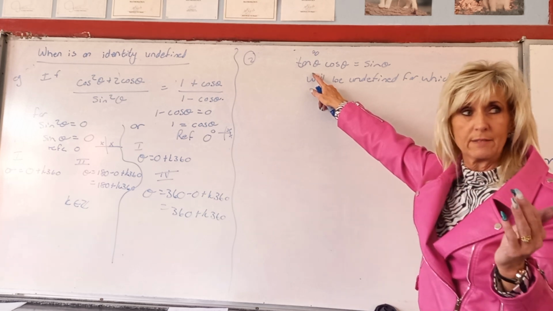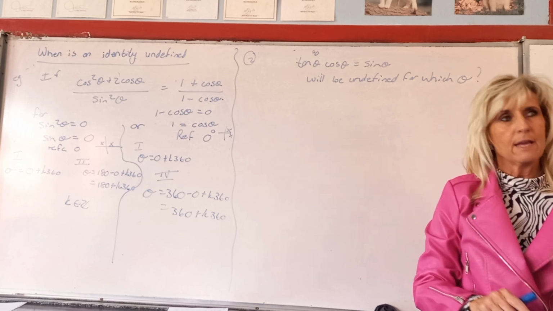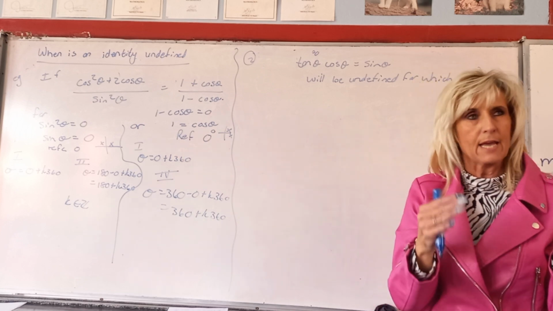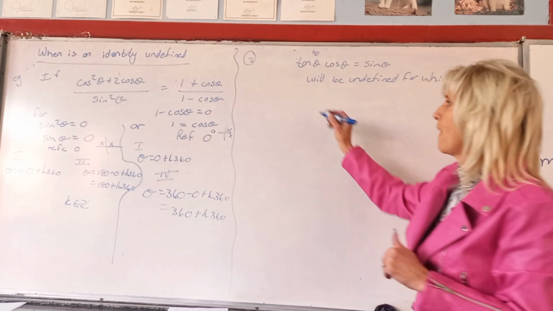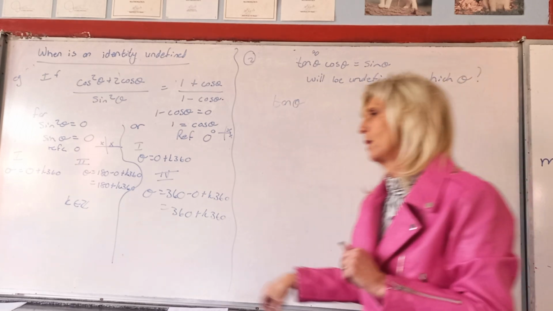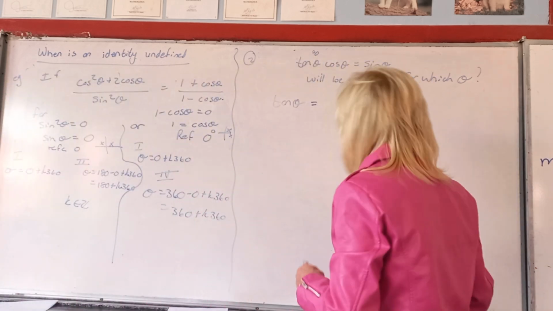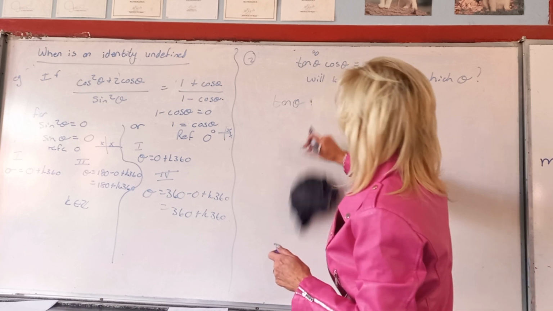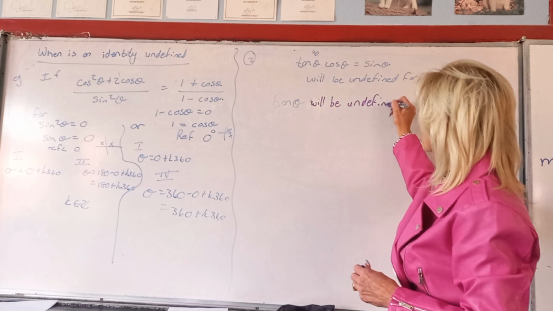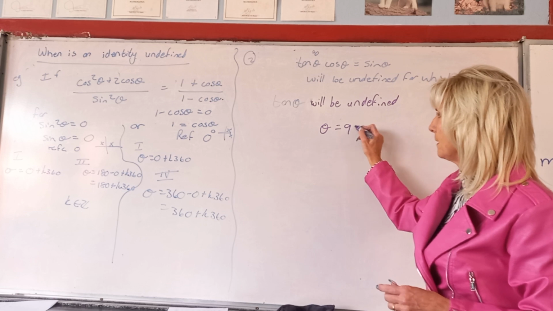It's undefined. So if ever you are in a sum and I ask you when it will be undefined, if there's a tan in it, whether there's a fraction or not, you've got to state that tan cannot be equal to that value. So tan is undefined. And this will always be something that you're going to be writing. Tan theta will always be undefined for theta equal to 90.